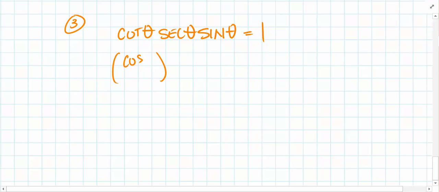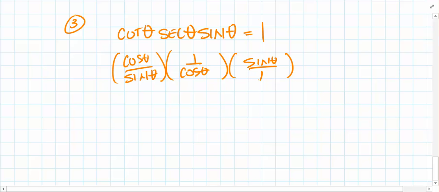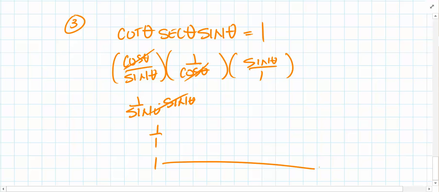So you said this was cosine theta over sine theta. Okay, good. I like that. Then what? And then secant is 1 over cosine theta. Good. And then I added sine theta over 1. Good. Then what happens? And so then the cosines cancel out. So then it becomes 1 over sine times sine theta, right? That cancels out, leaving me with 1 over 1 or 1, which equals 1.